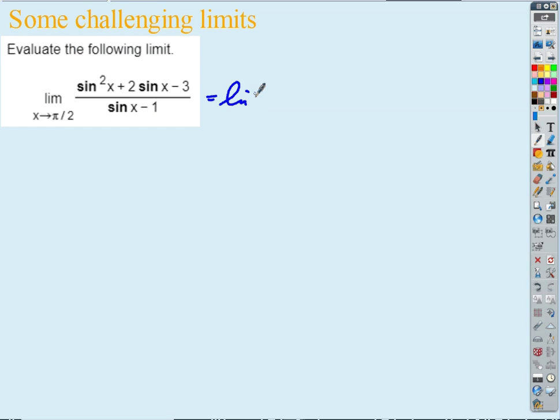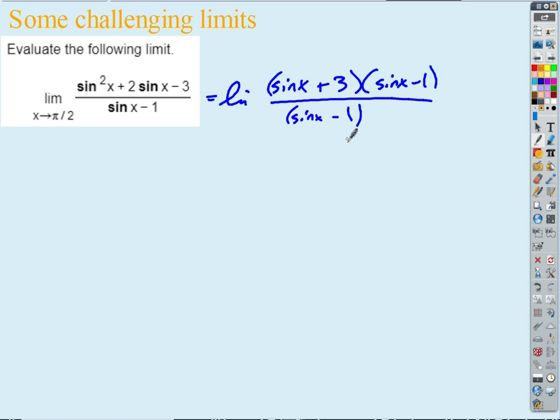So on the top, what would that factor into? Sine x plus 3 times sine x minus 1, divided by sine x minus 1. Everybody see that? Okay, because remember, this is shorthand. Sine squared x is just sine x quantity squared, right? And the limit as x approaches pi halves, well now what can I do that's handy? Cancel. Yeah, I cancel the offending factors, the ones that are causing the indeterminacy, and now we're good.